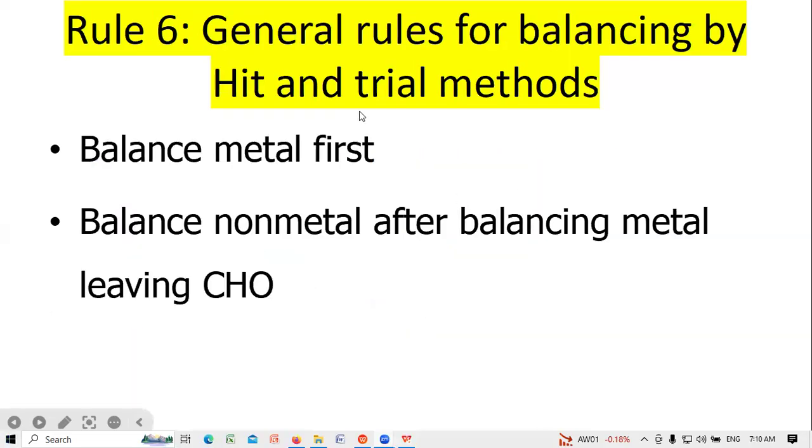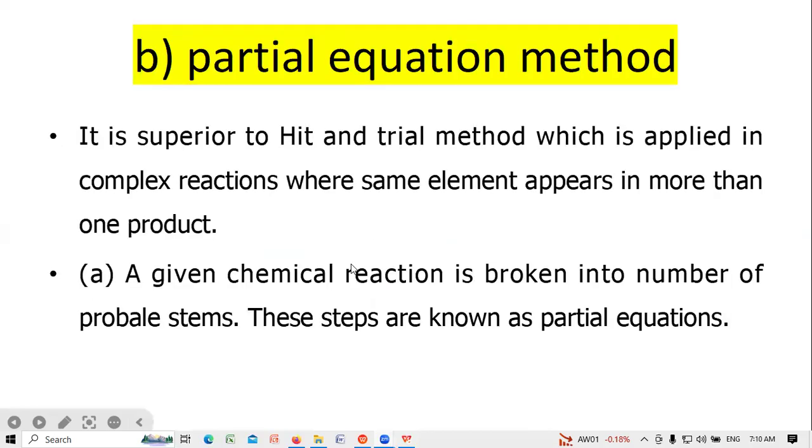General rules for balancing by the hit and trial method: balance the metal first, and balance the non-metal after balancing the metal, leaving the oxygen and hydrogen for last.